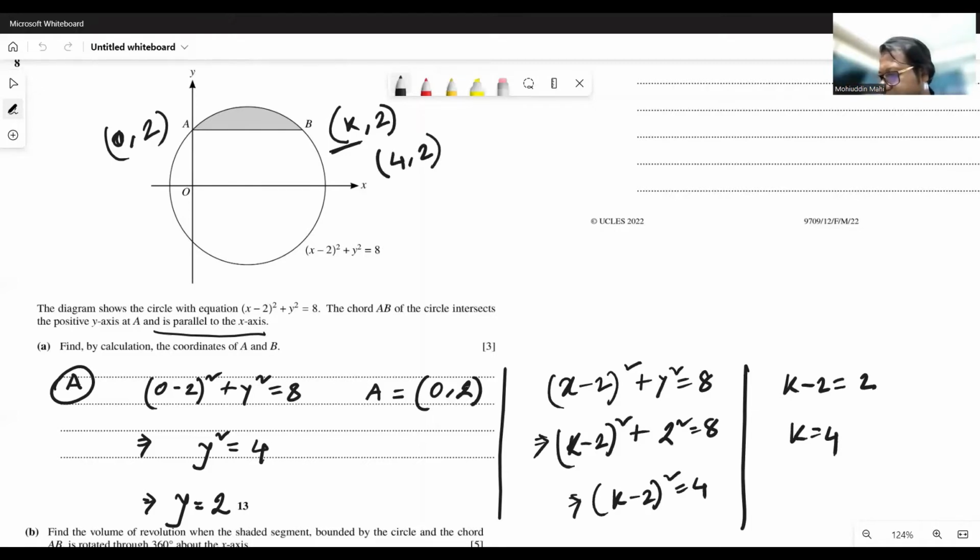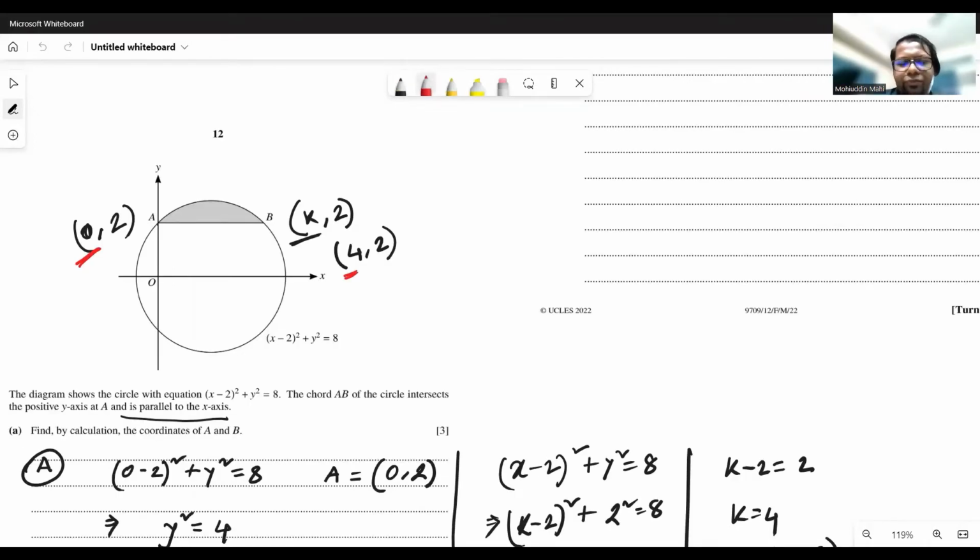So A is 0, 2 and B is 4, 2. Let me check the answer. Okay, correct. So we have found out the coordinates of A and B. So B is 4, 2. So that's very simple. Now question B.